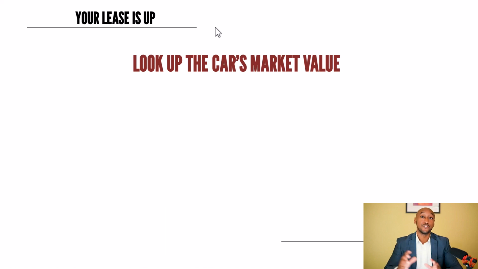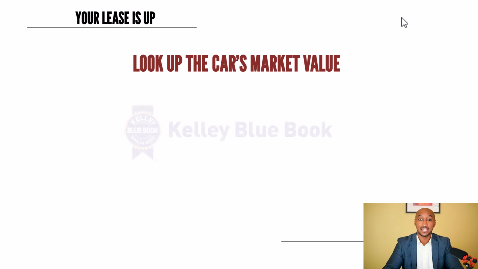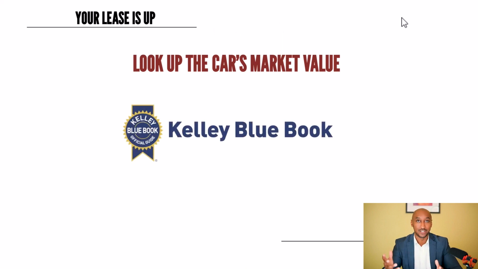Now there are different sites you can go to look up the market value of the car. I'm just going to give you two, and I think these two are really solid. I think these are the only two you actually need. The first one is the Kelley Blue Book Value. You may have heard of that before. All you have to do is Google Kelley Blue Book Value. It'll pop up.